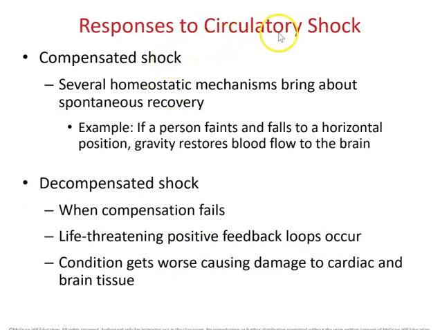Now the responses to circulatory shock. One is homeostatic regulation to compensate for the shock. There are several mechanisms that can bring about spontaneous recovery. For example, if a person faints and falls to a horizontal position, gravity can restore blood flow to the brain. When compensation fails, life-threatening positive feedback loops occur.